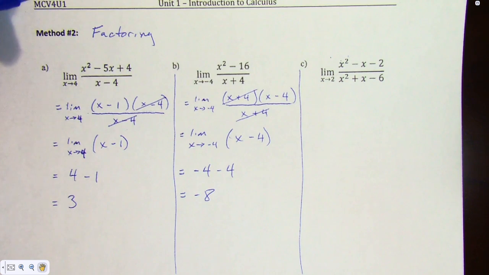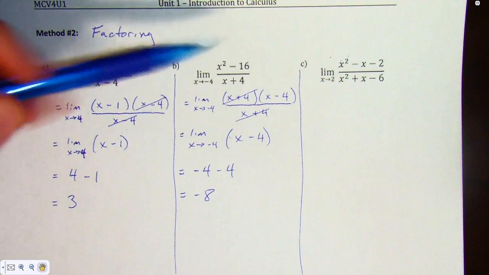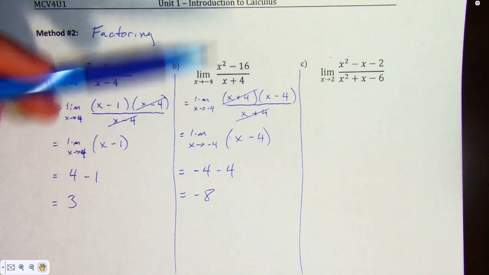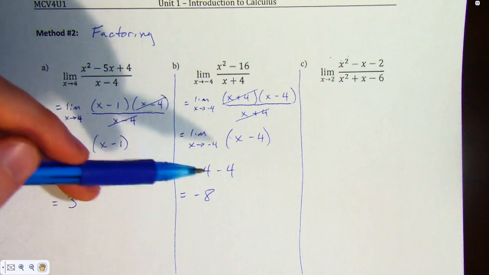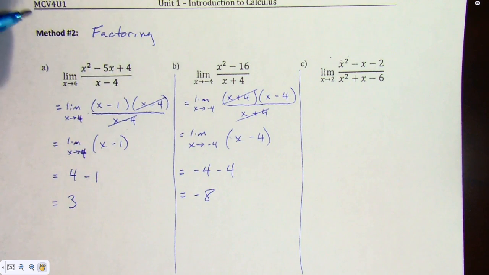Okay, and then you can see that we've got an x plus 4 on the bottom. So once again, those two are just going to cancel out. We're left with x minus 4. Okay, at this point, there is no denominator, so we can sub in minus 4 for the x, and we're left with negative 8.